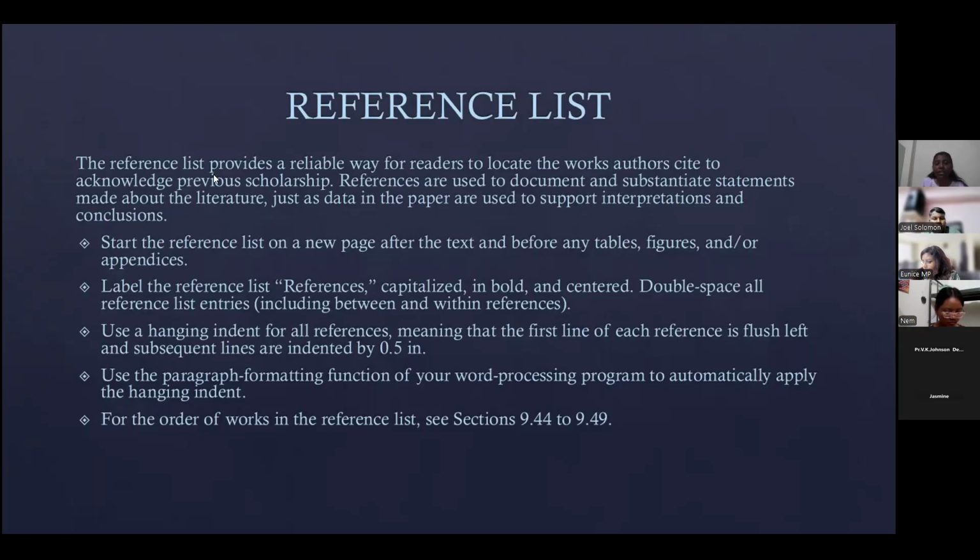Okay. A reference list provides a reliable way for readers to locate the works authors cite to acknowledge previous scholarship. References are used to document and substantiate statements made about the literature, just as data in the paper are used to support interpretations and conclusions. So why are we using a reference list? So that anybody who wants to refer to your paper at a later point in time would be able to locate the works that you are citing easily.